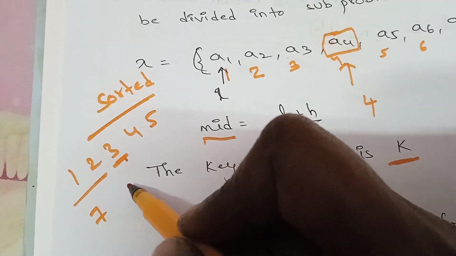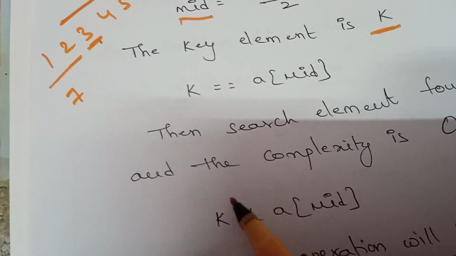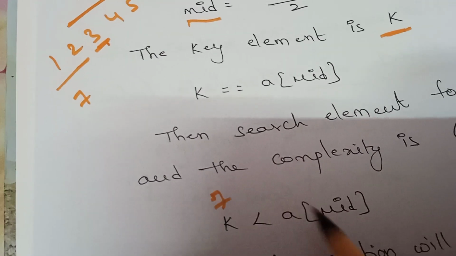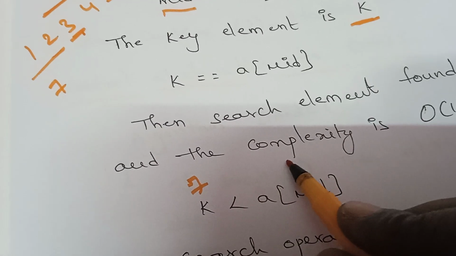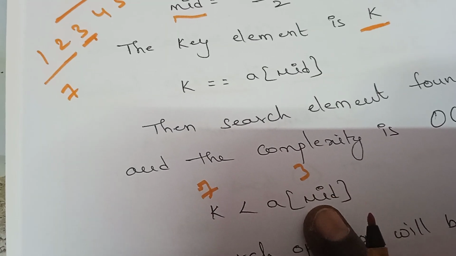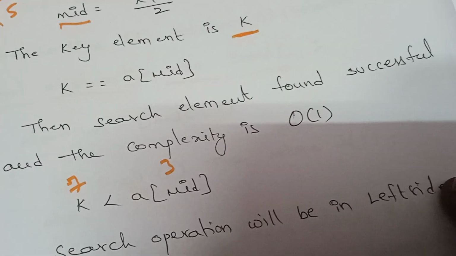The second condition is what? K less than A of mid. What is the key value? 7. What is the A of mid value? 3. 7 less than 3? So obviously this condition failed, right? 7 is not less than 3. So the search operation will not be on the left side.